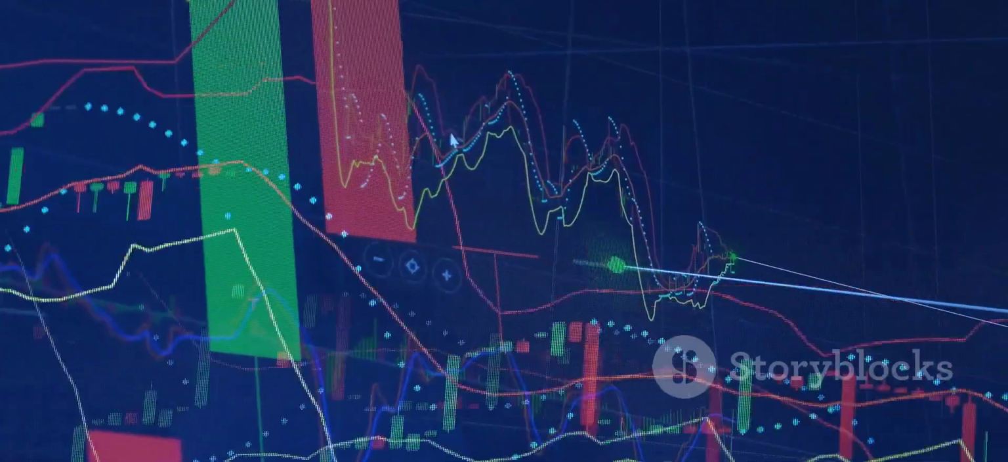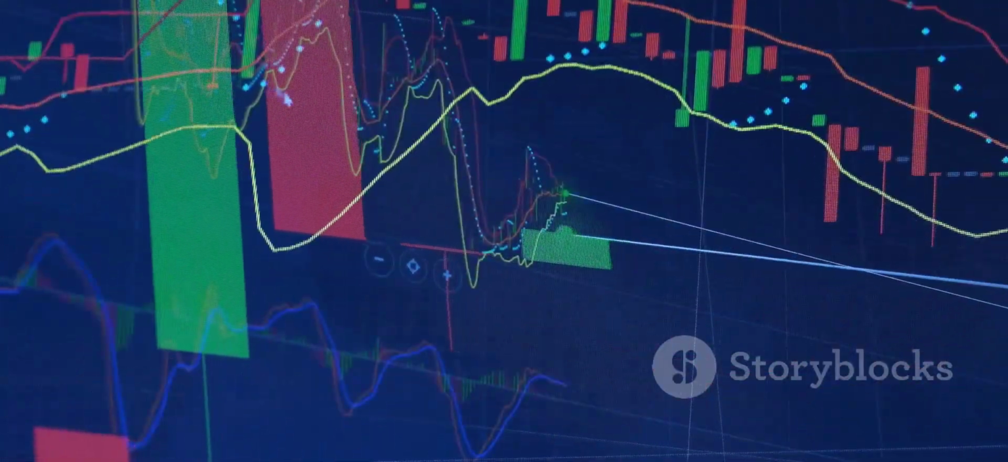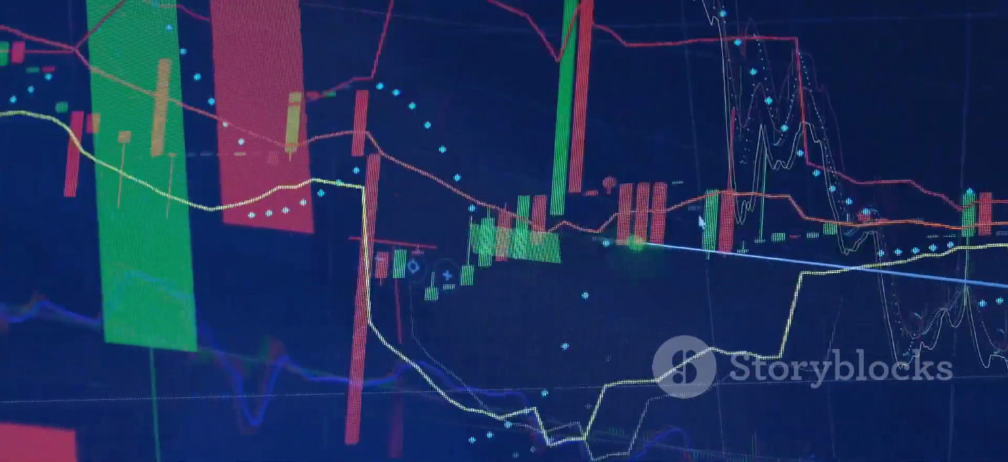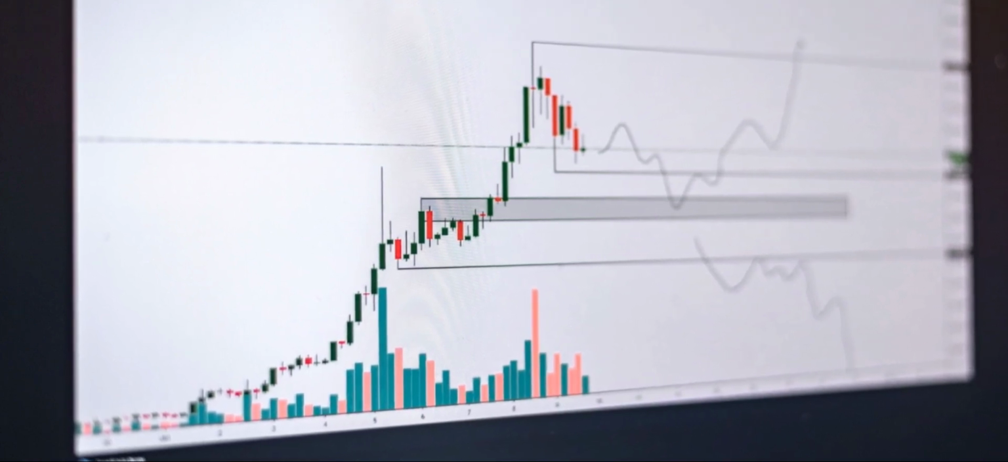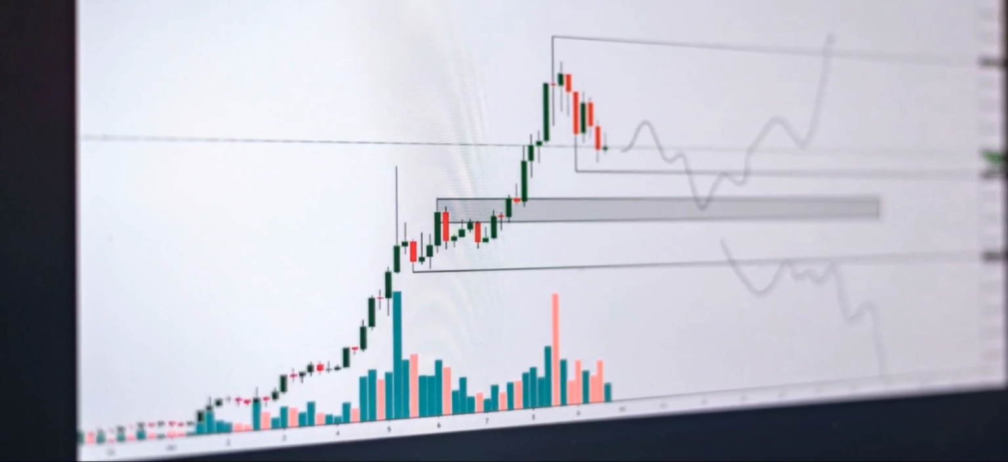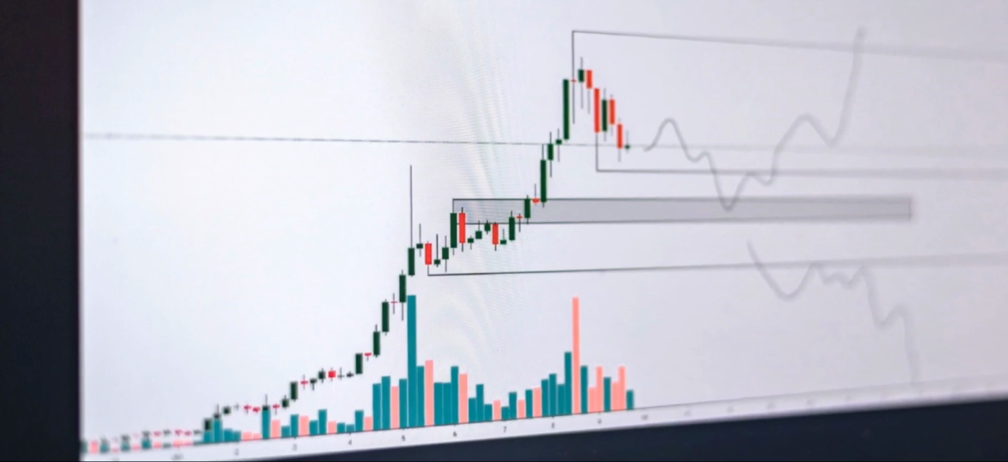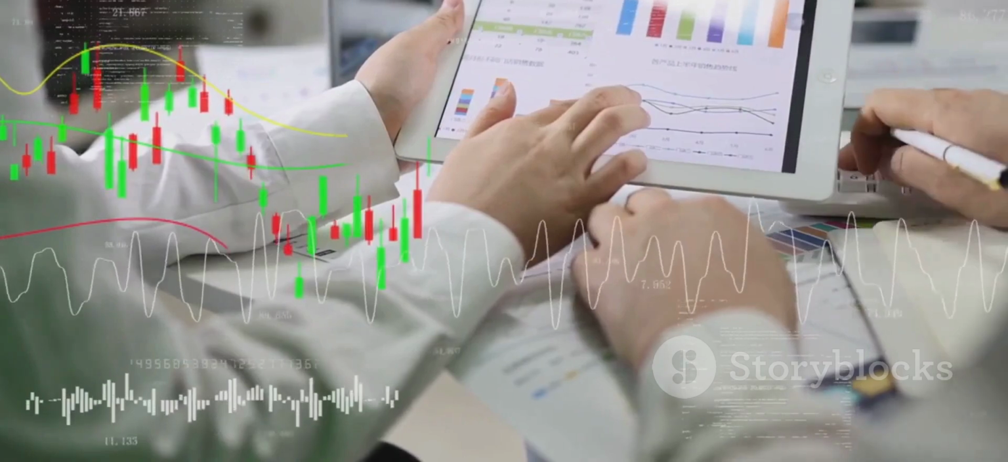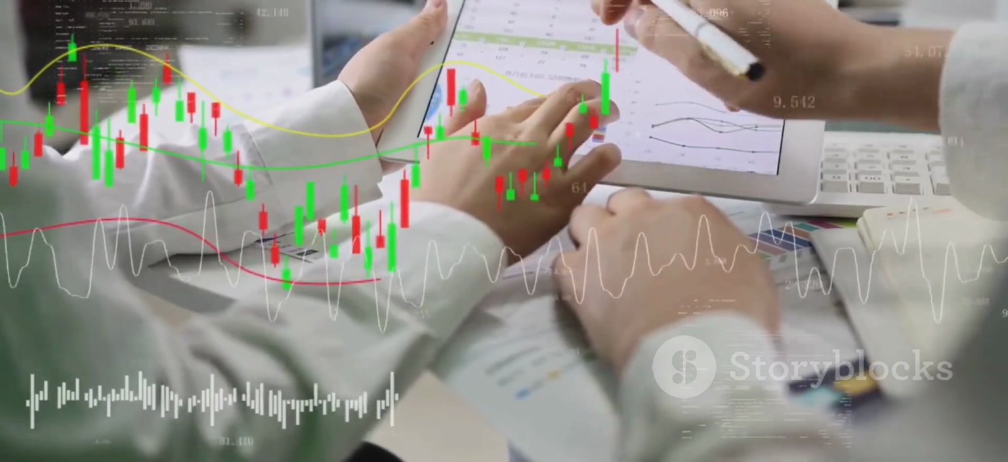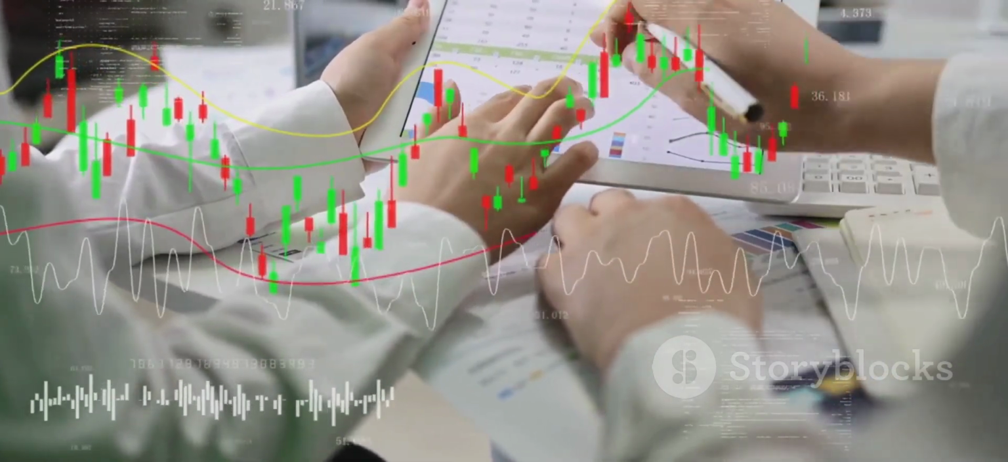Look for divergence. Pay attention to divergences between the price and the MACD histogram. A bullish divergence occurs when the price makes a lower low, but the histogram makes a higher low, suggesting potential buying pressure. Conversely, a bearish divergence occurs when the price makes a higher high, but the histogram makes a lower high, indicating potential selling pressure.